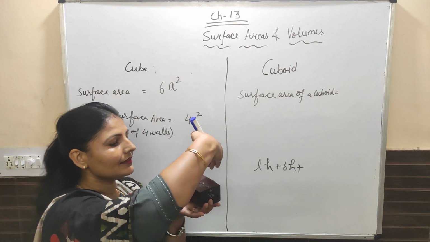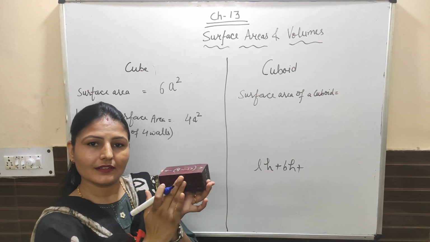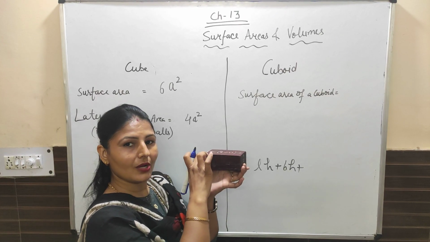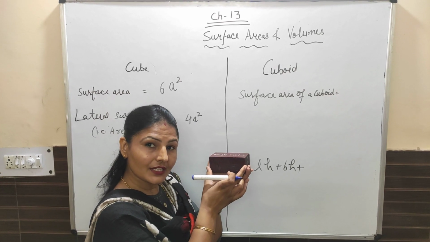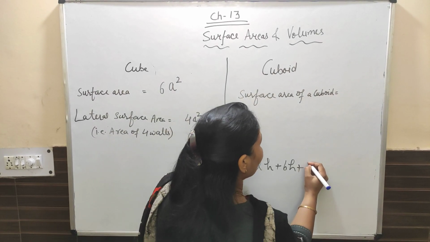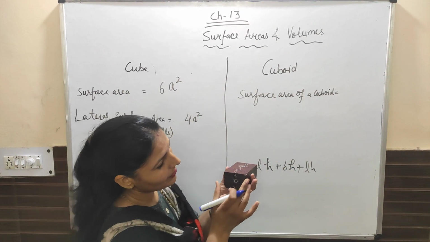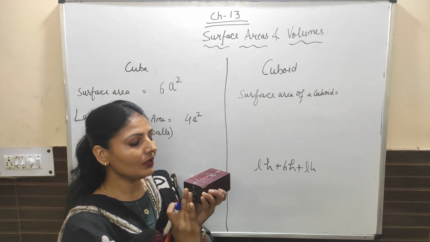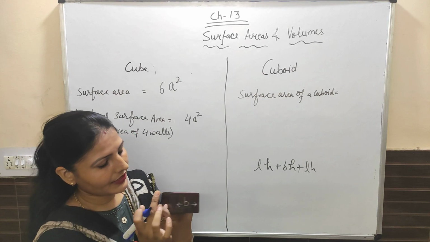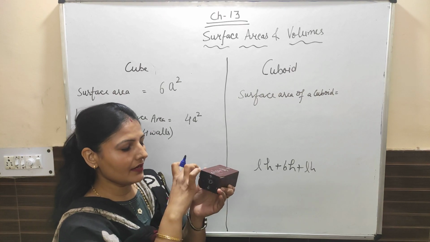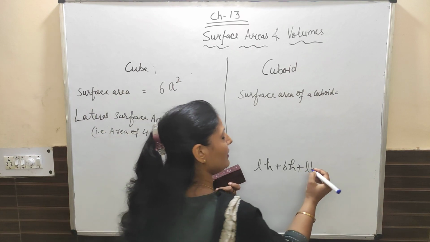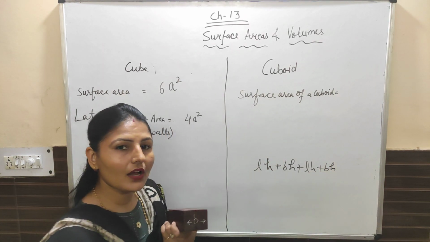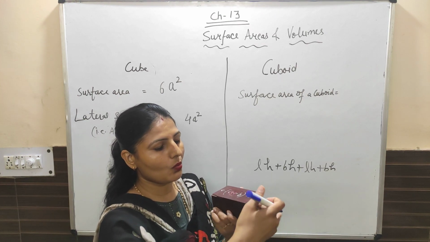Again, we will get the same face like this. These are the same faces. This is our L and this is our H. So the surface area of this face will be LH again. Also, this one is the same as this. Both are equal, B and H. So the area will be BH. This is the area of all 4 walls.